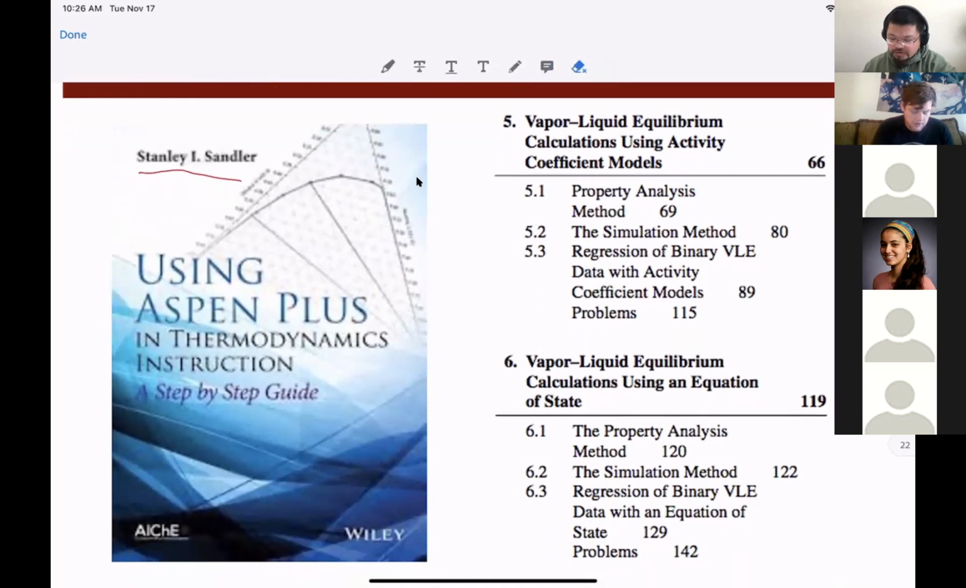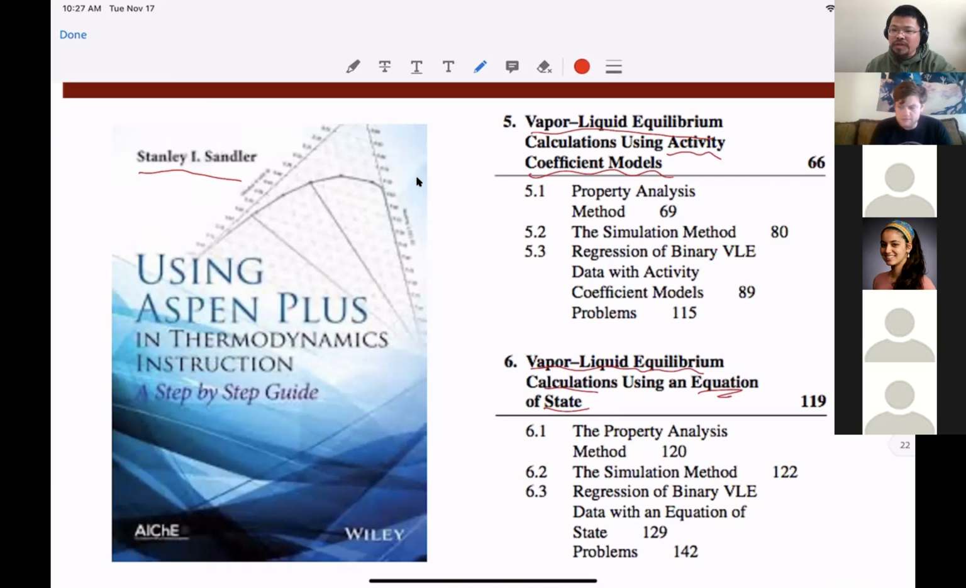If you look at the snapshot I took from the outline, you can see that this is about vapor liquid equilibrium calculation using activity coefficient models. And this is vapor liquid equilibrium calculation using the equation of state. So that's exactly what we covered in the past few lectures. I really wish we had time to move on to those discussions using software, but the time is really limited.